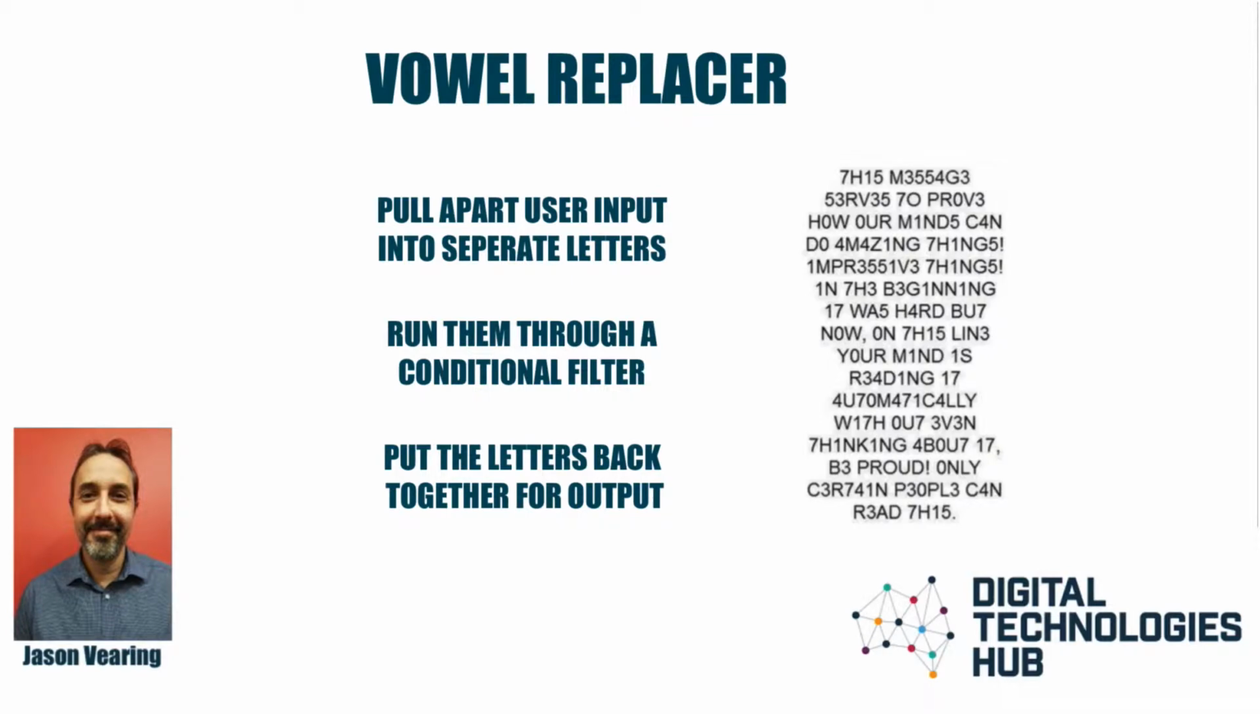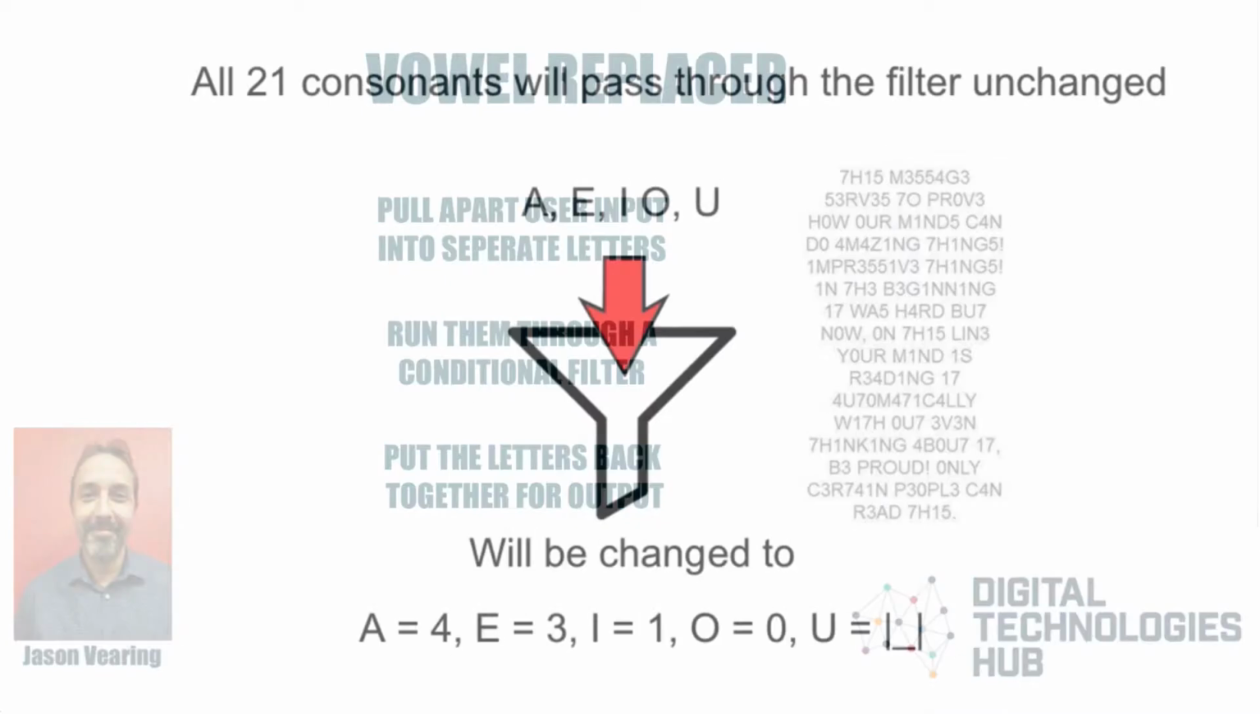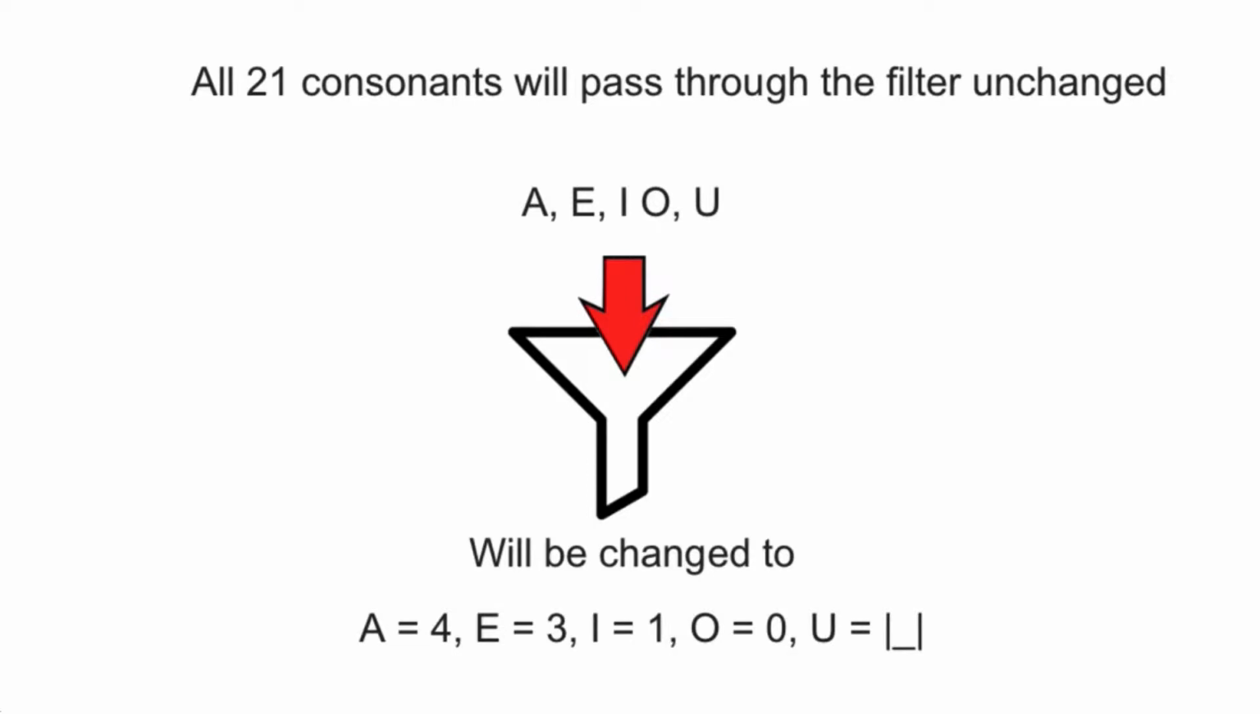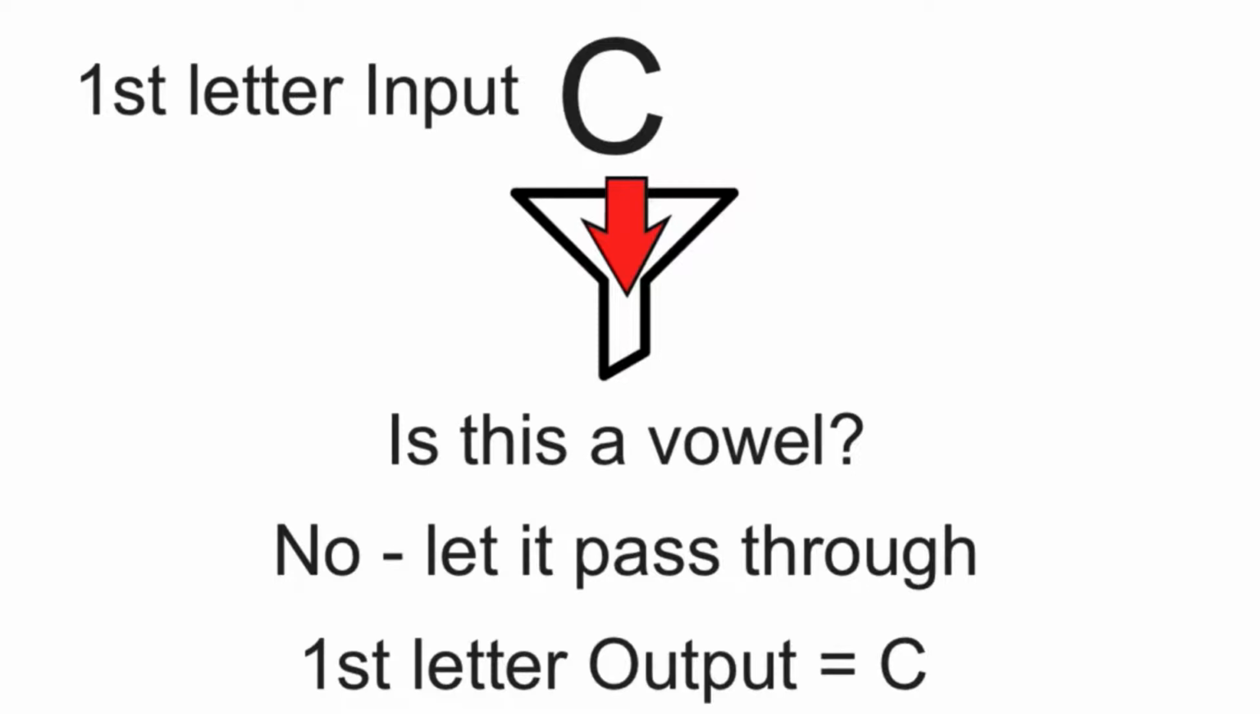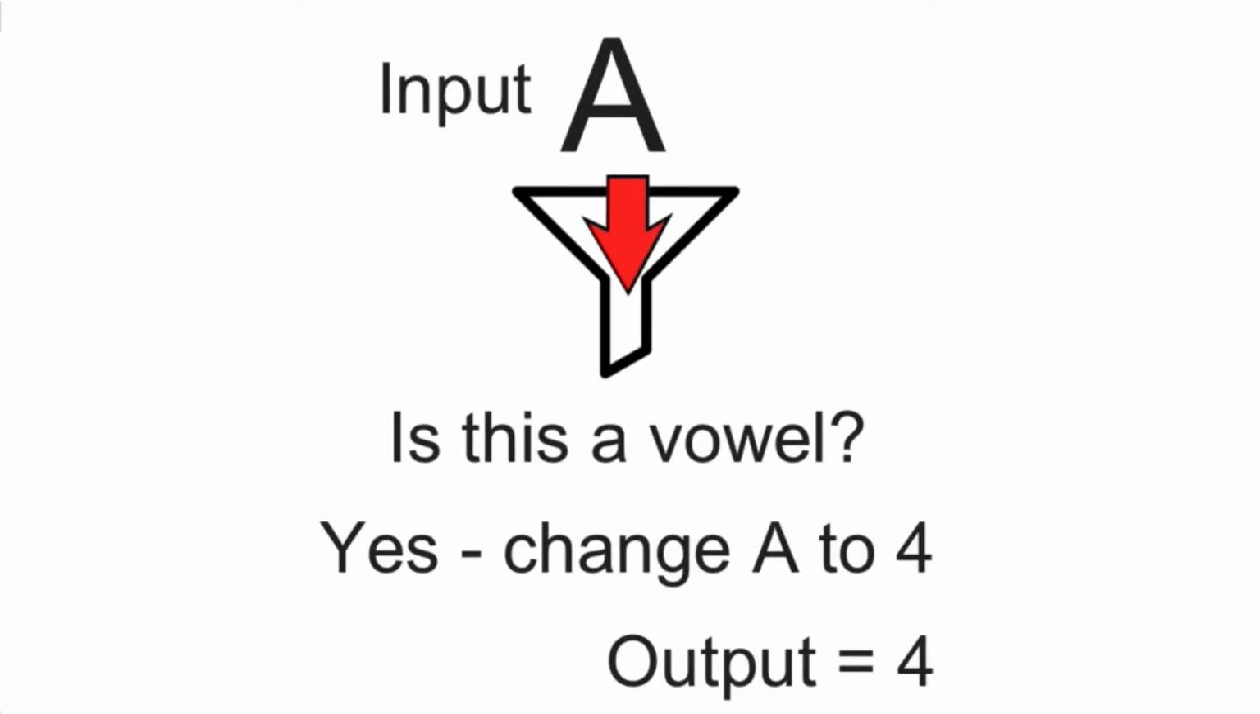This program is a vowel replacer, and how it works is it gets user input. Let's say it's one word. It pulls the letters apart one letter at a time, runs each letter through a filter. The filter in this case is: is the letter a vowel? If the letter is a vowel, it's going to change.